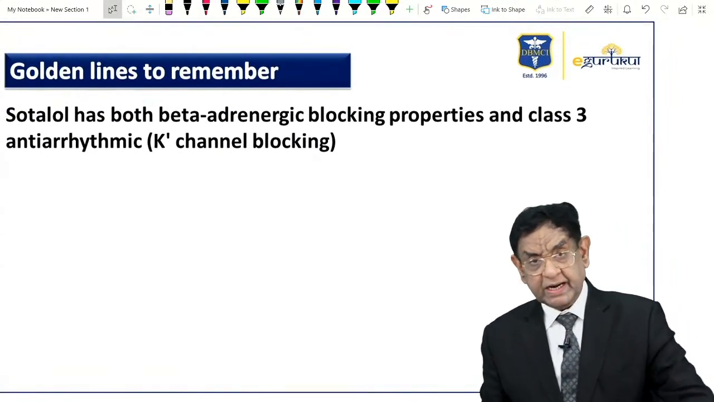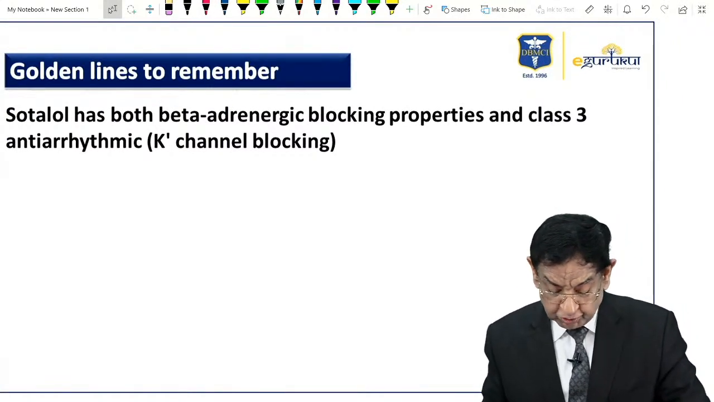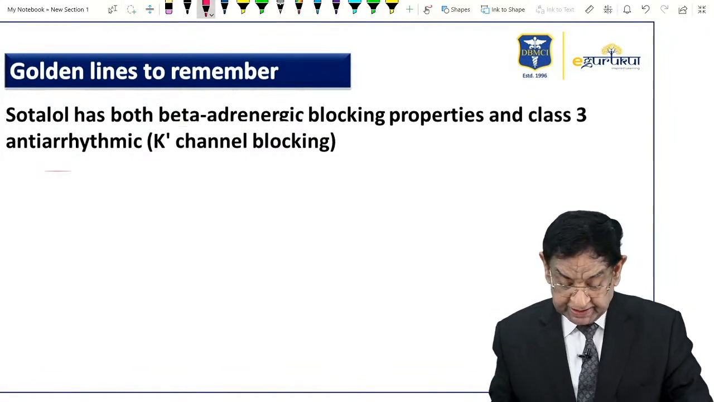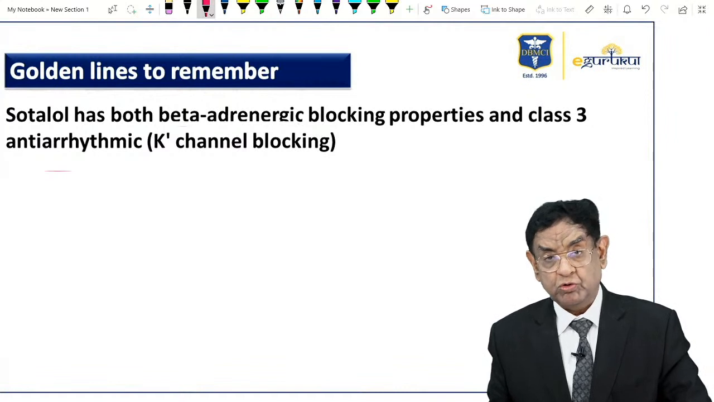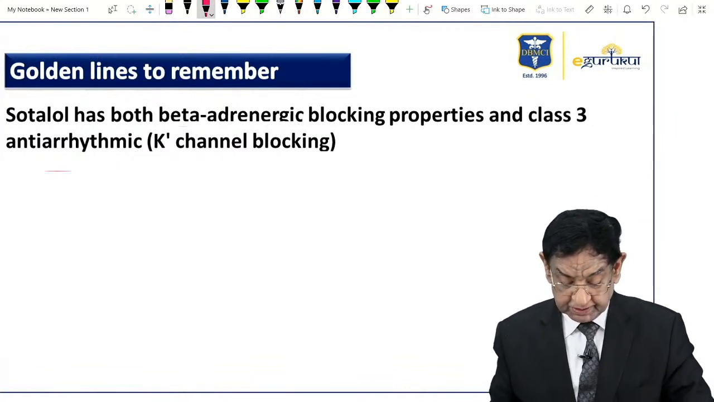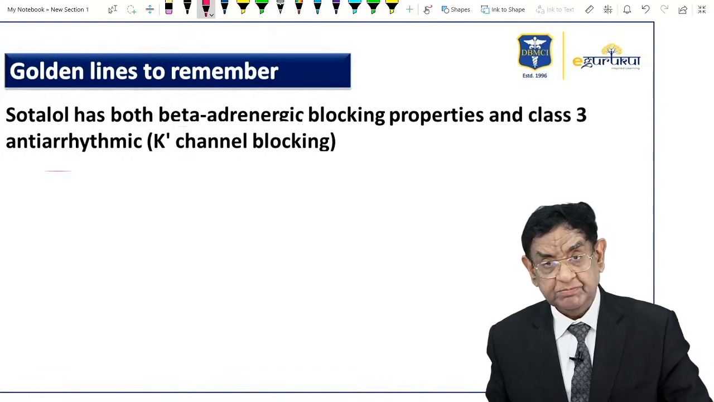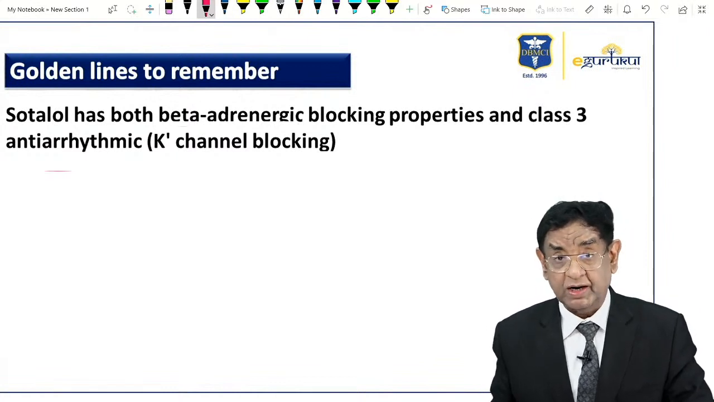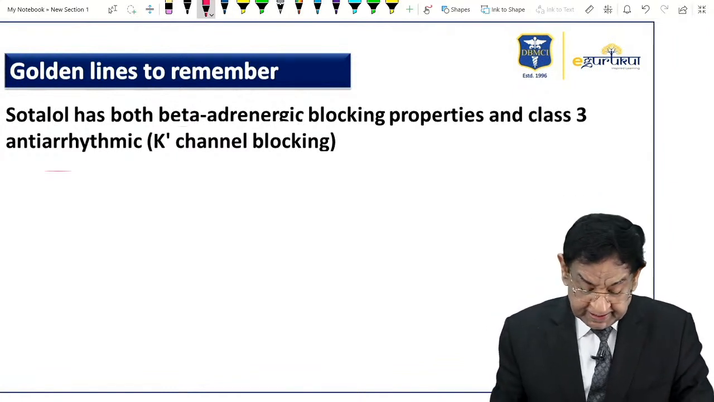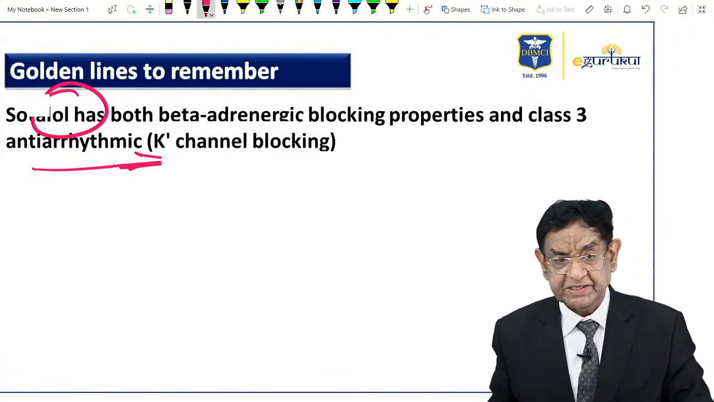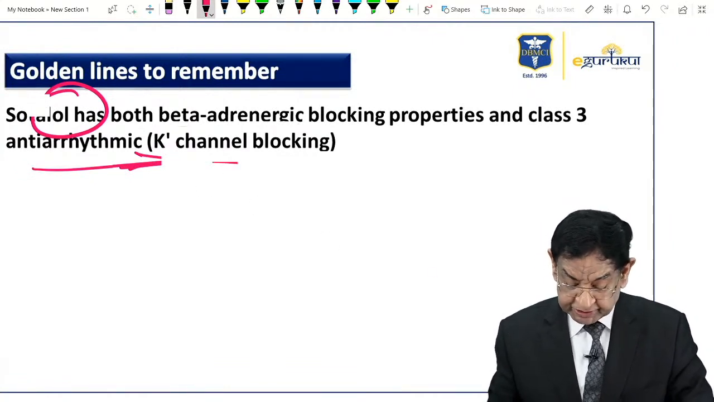So the golden line to remember: sotalol has both beta blocking action as well as class 3 antiarrhythmic action, the so-called potassium channel blocker. Write down: a class 3 drug having strong beta blocking action is sotalol. You will not forget because its name has lol also. That will give you an additional advantage in remembering it as a mnemonic.